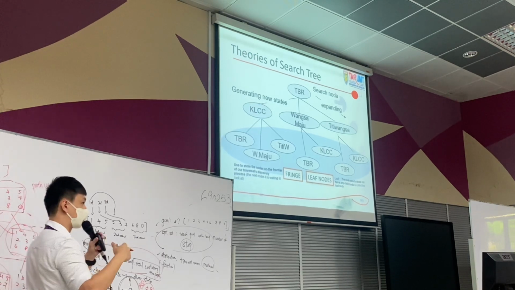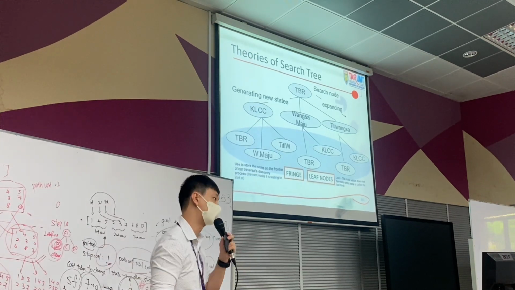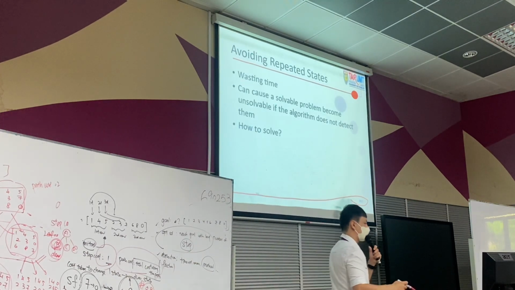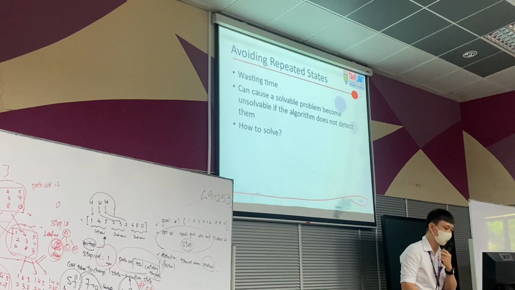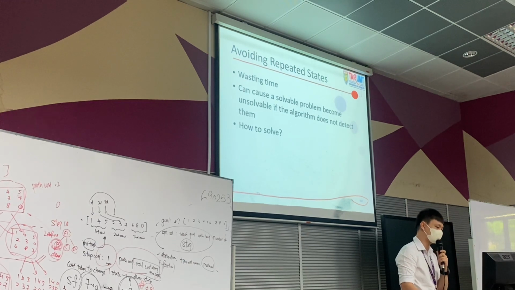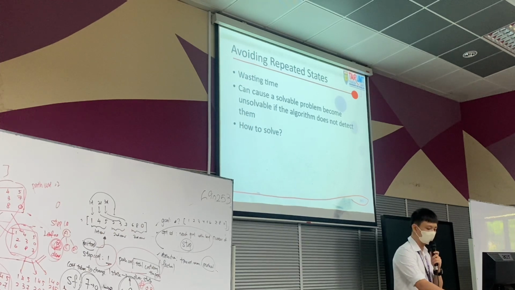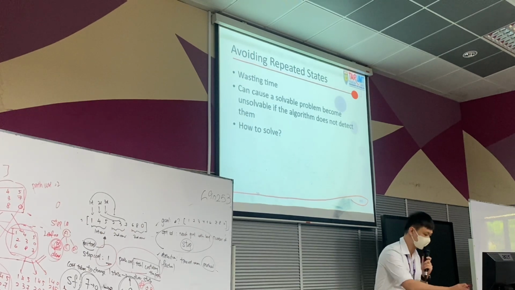It's a node that has no more child nodes, so you cannot expand it anymore. Just some terms. Okay, so in search algorithms or problems, normally we have to avoid repeated states. So what does it mean by repeated state?